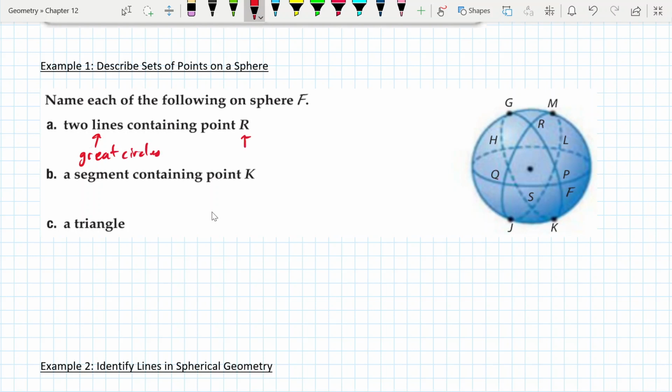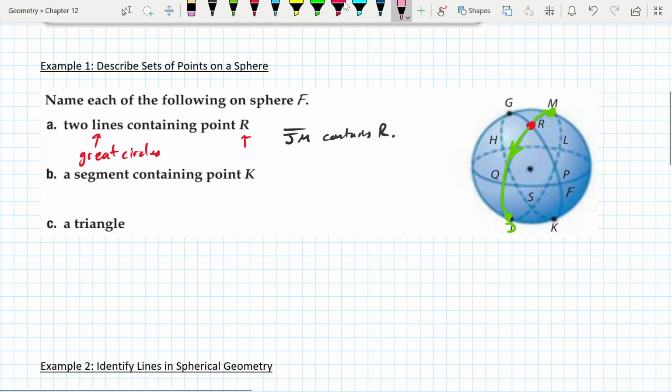Okay, and point R is the same. So let's see if we can find point R. There it is. And you can see I got two lines crossing through it. I got one that goes, looks like it goes to point M, and if you follow the other path all the way down, it goes to J. So I would say JM contains R.